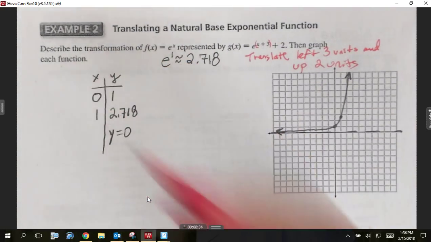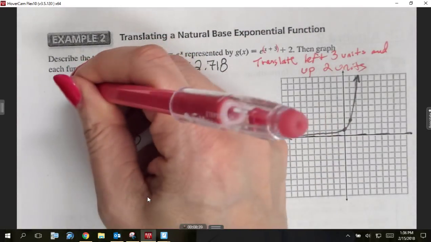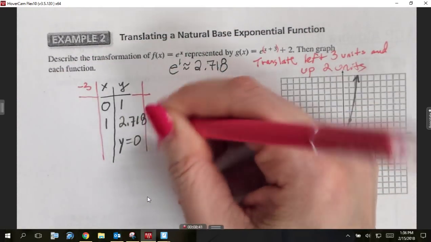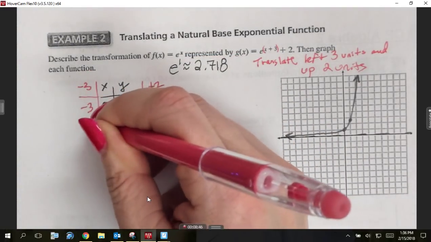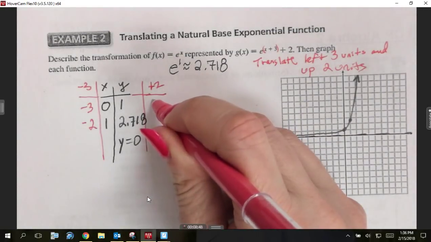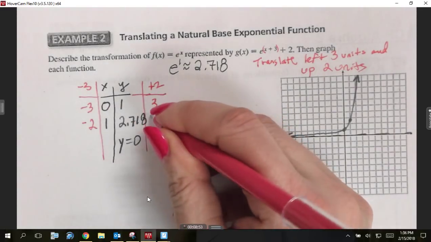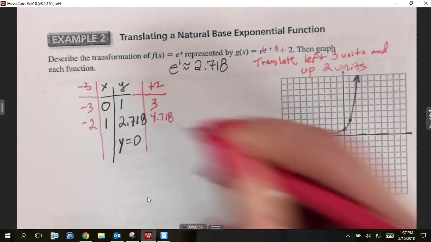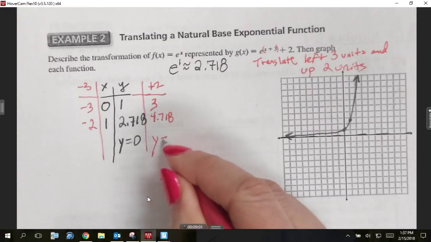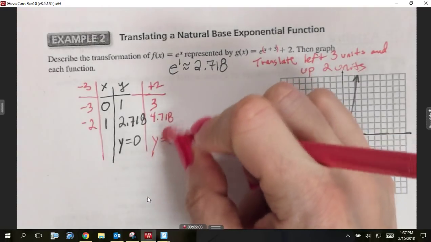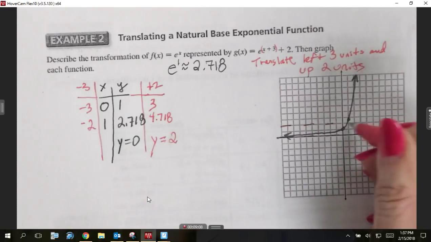Okay, so now my table, to the x's, I will do anything horizontal, which is subtract 3. And to my y's, add 2. So when I add 2 plus 2.718, I now have 4.718. And to y equals 0, I'm going to add 2, so now I have y equals 2. Oops, except I didn't write it. Y equals 2. So I'll go over and put my asymptote at y equals 2.